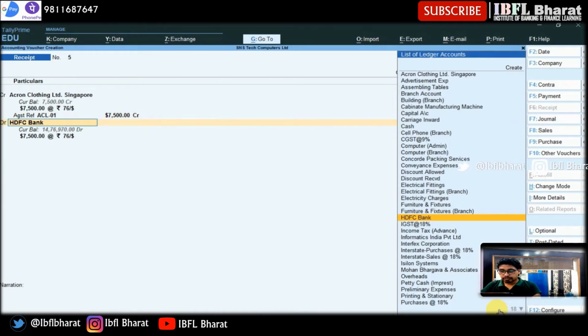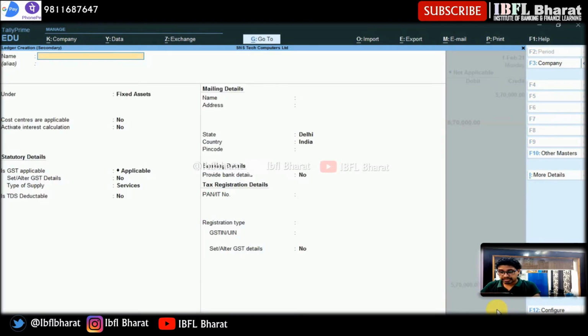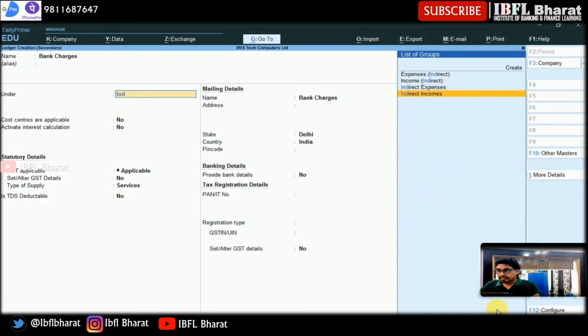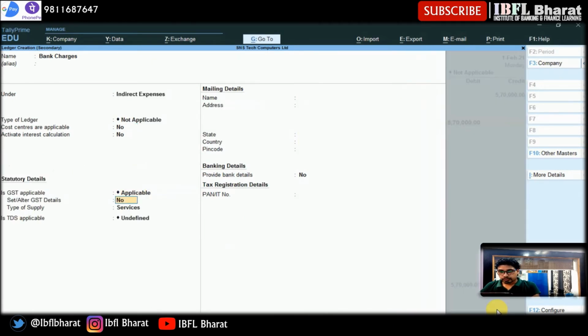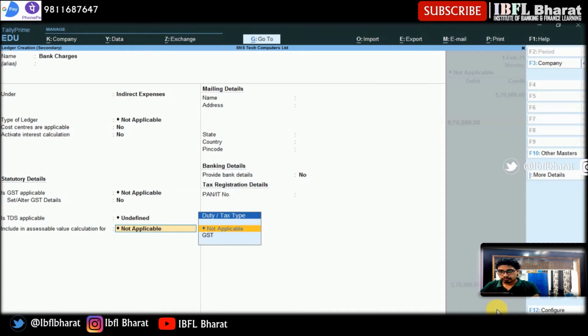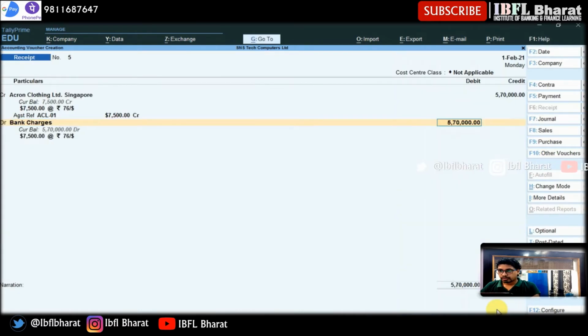After this, we are incurring bank charges also. Press Alt C and prepare a ledger of bank charges. It will be under indirect expenses. No GST, not applicable, and the bank charges are 2,500.